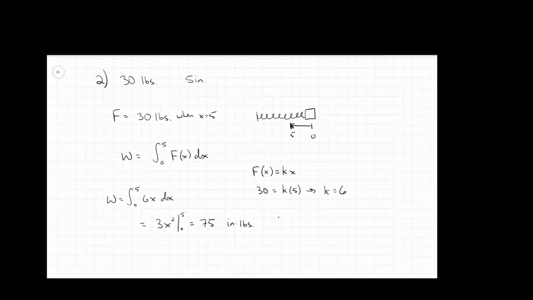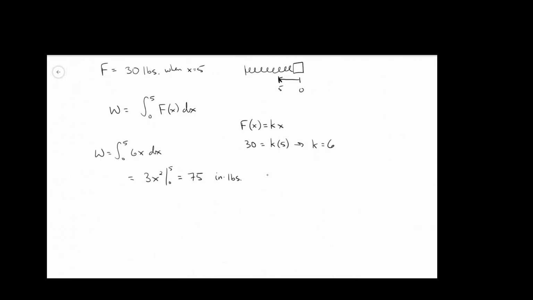For part B, all you would have to do is, now it says to compress it from 8 to 10 inches. So just 8 to 10, same integrand, same force function, same antiderivative. Now we just have different bounds here. That's going to be 3 times 100 minus 64.